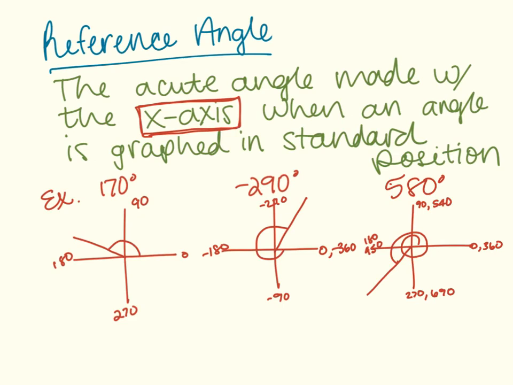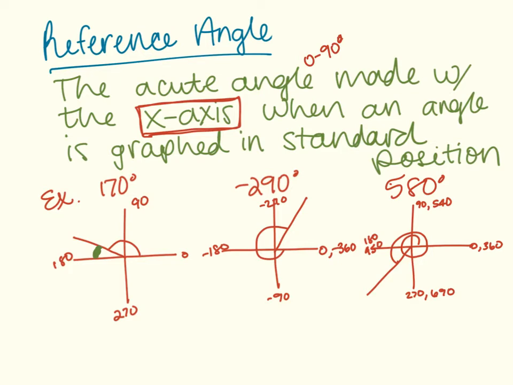Okay, one important term you're going to be hearing a lot throughout the trig unit is a reference angle. A reference angle is the acute angle, meaning between 0 and 90 degrees, made with the x-axis, and that x-axis is key when an angle is graphed in standard position. For example, the first angle we graphed on the previous slide was 170 degrees, in quadrant 2. Its reference angle is this angle right here, the one from the angle down to the x-axis. So again, always the angle to the x-axis.